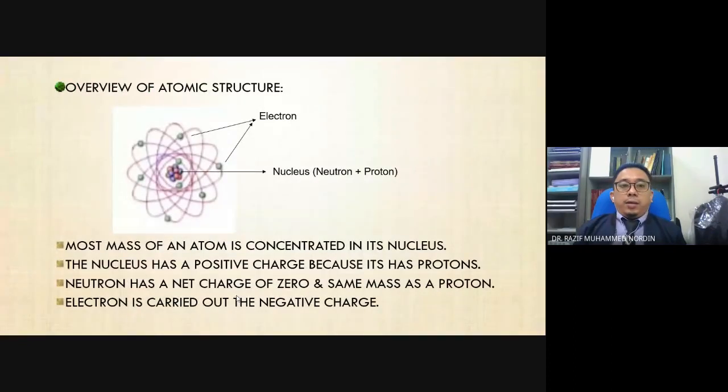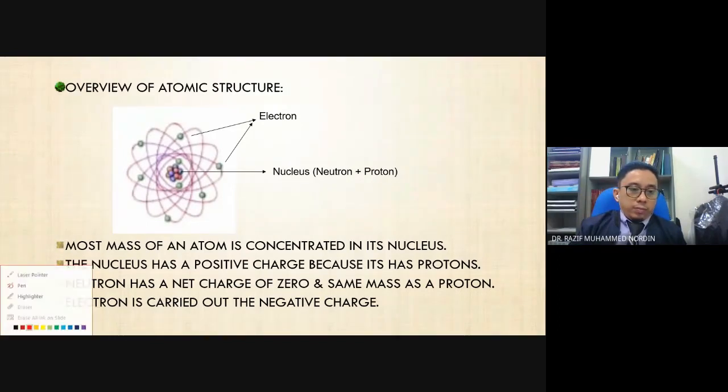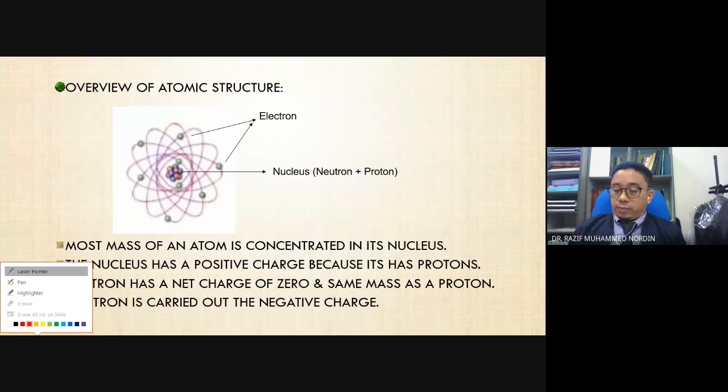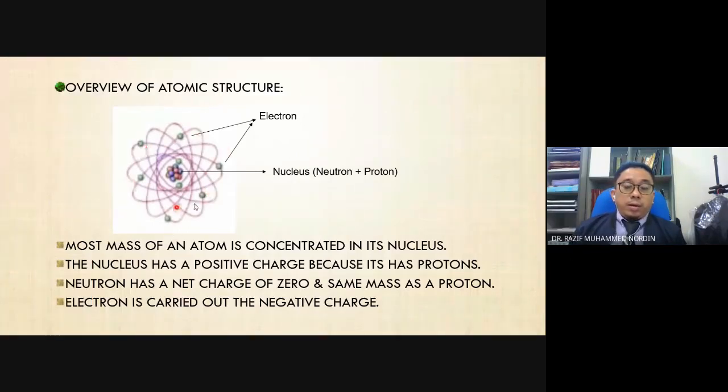That's an overview about atomic structure, whereby the nucleus consists of neutron and proton, and then the electron is surrounding the nucleus. But you need to understand one thing. Even until today, there is no scientist that declares they have seen or captured an electron image. This hypothetical model is the current model that was accepted.